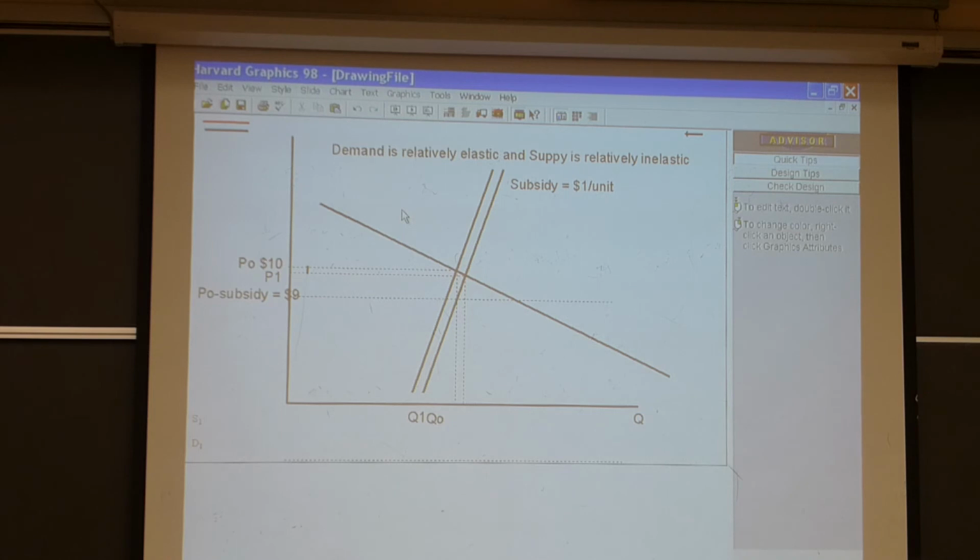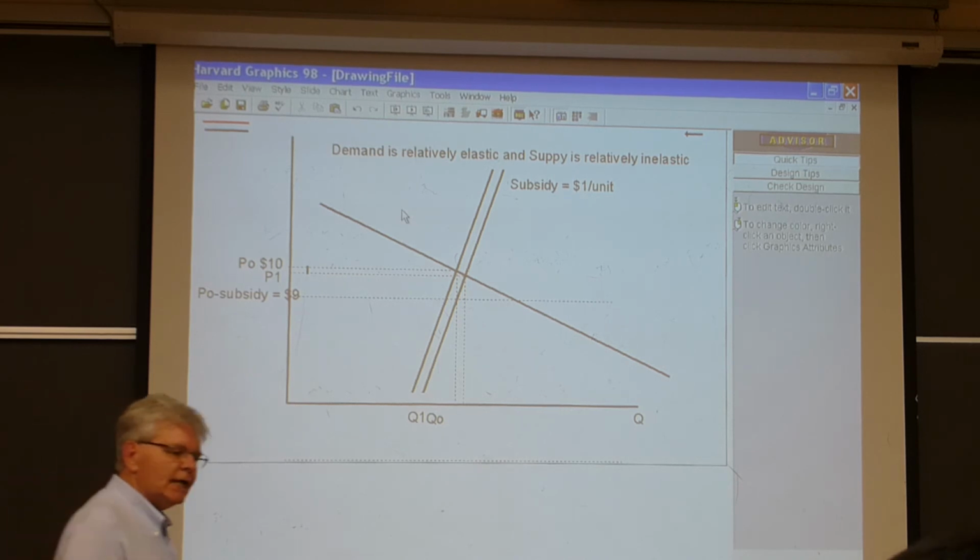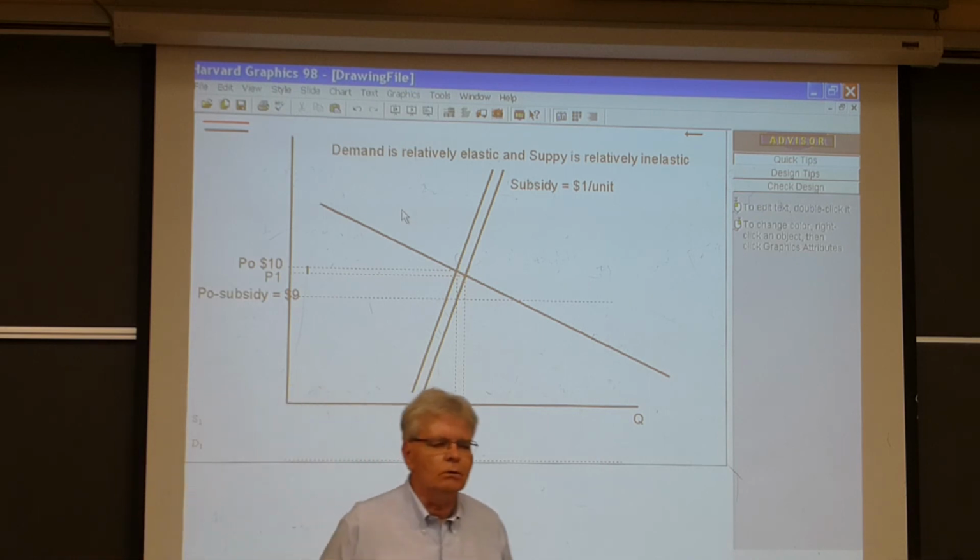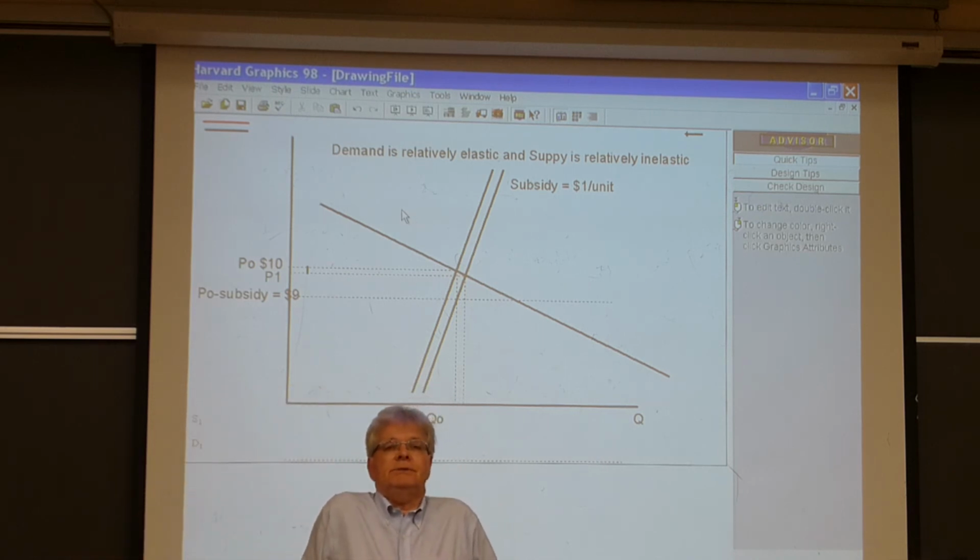Now this is a little bit tricky. You have to be thinking, what is the seller's price? If I asked you right off the bat here what the seller's share is, you'd blow it. What is the seller's price? What does the seller get after the commodity is sold? And then the seller gets the subsidy.